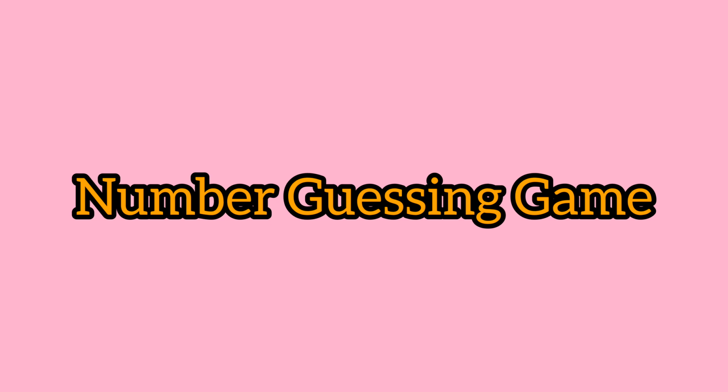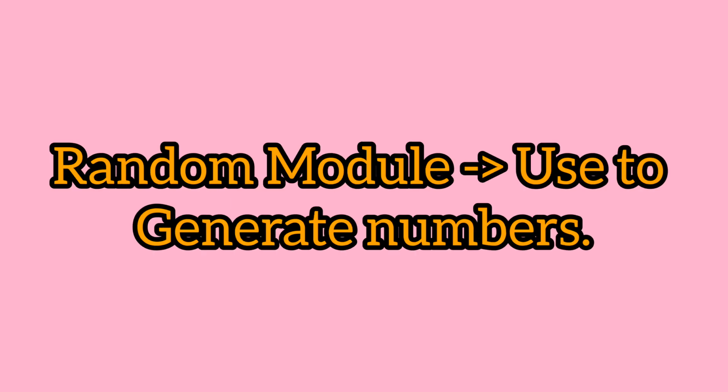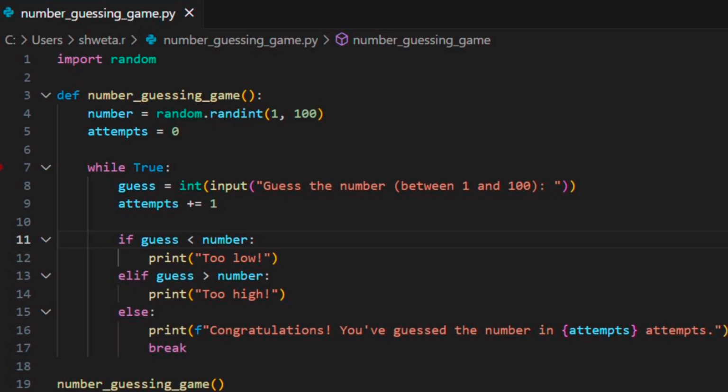If the player has guessed the number correctly, then we display the number of attempts the player took to guess it. First, we will make use of the random module of Python to generate any number between 1 and 100. The random function of the random module will generate a random integer since we have passed 1 and 100 as parameters. So it generates a random number between 1 and 100.